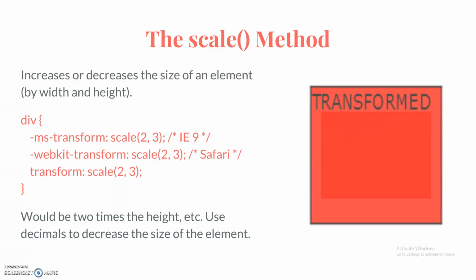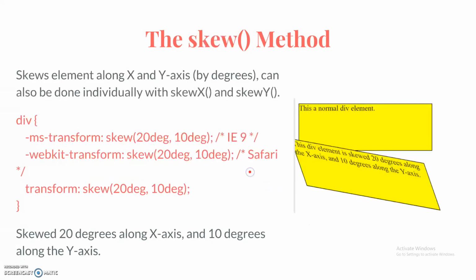Next, the scale method allows us to increase or decrease the size of an element by its width and height. In this example, the height is scaled by 2 times and the width is scaled by 3 times. If we wanted to decrease the size of the element, we would have to use decimals.